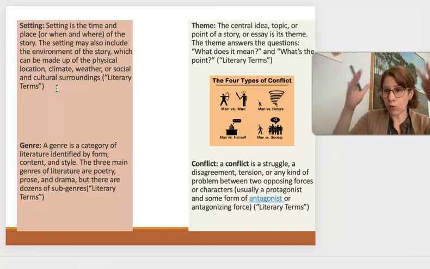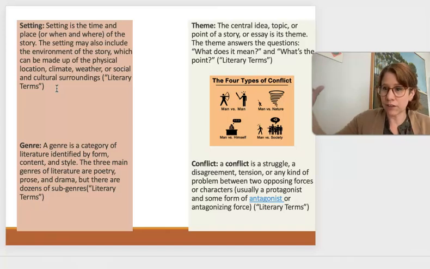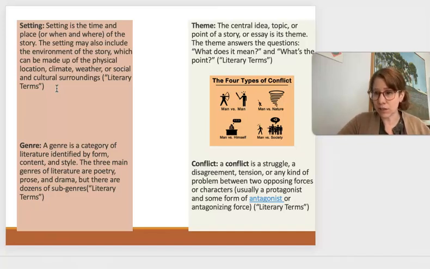But it is also where it is set. Is it an internal space? Is it inside a home? Or is it external? Is it out in the wild, in the trees, or in the city? It could be urban, rural settings. It could also include weather. You know, is it extreme conditions of cold or hot?